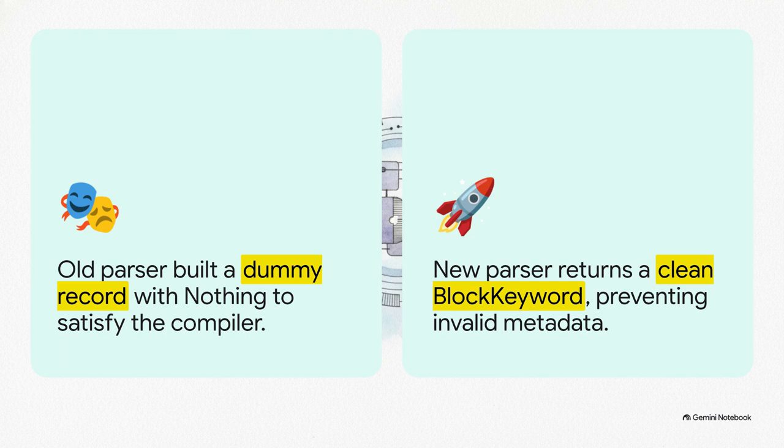This is the parsing function for a keyword header. With the old type signature requiring that generic header info, the dev had to construct this hideous dummy record stuffed with Nothings and empty strings just to keep the compiler happy. It was a giant lie. Now, the strict block keyword type takes just a single text value, cleanly returning exactly what it needs. It is now 100% impossible to attach invalid metadata to a keyword header.